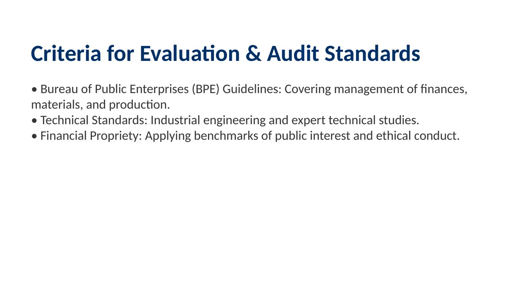Now, you might wonder, what criteria does the auditor use to judge these things? Well, there are three main sources. First, there are the guidelines issued by the Bureau of Public Enterprises covering general, financial, materials, production, and construction management. Second, they look at industrial engineering and technical studies from experts. And third, they apply the standards of financial propriety.